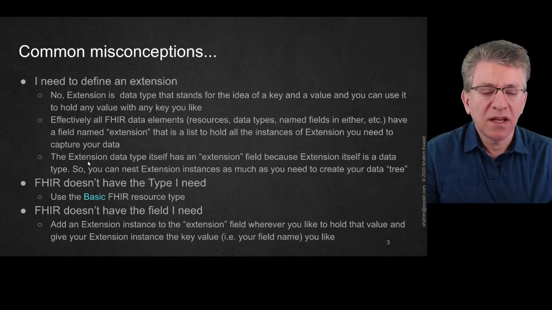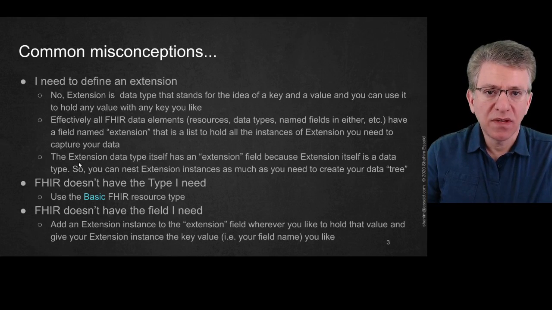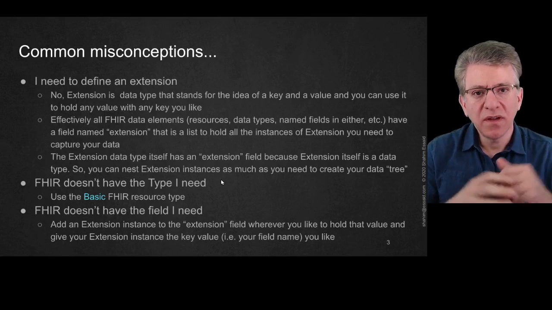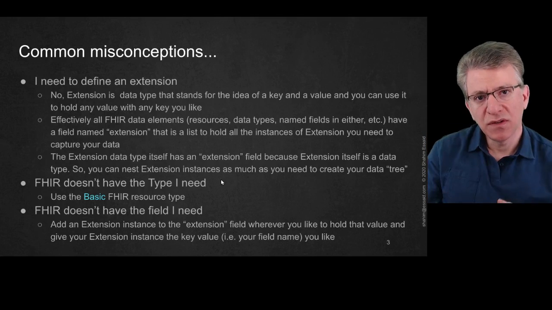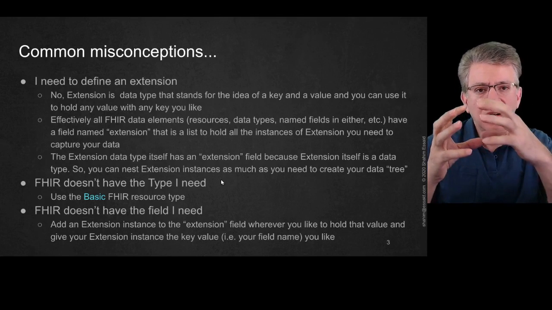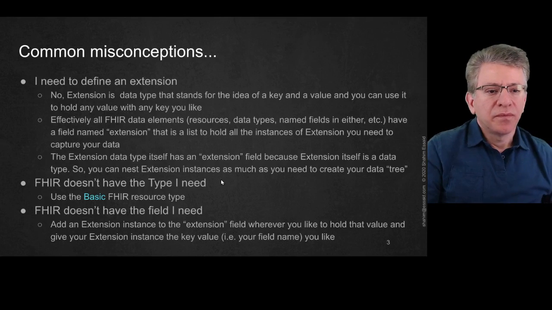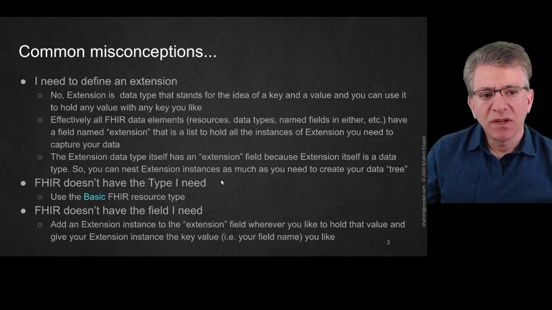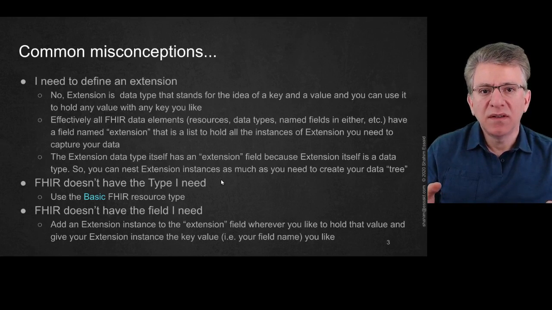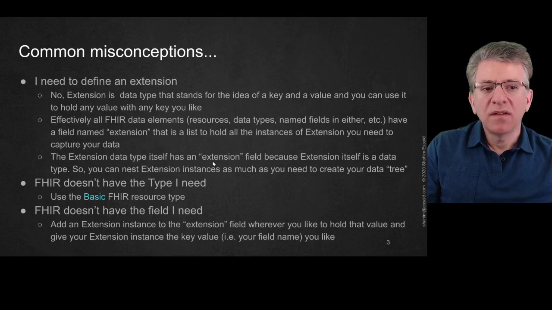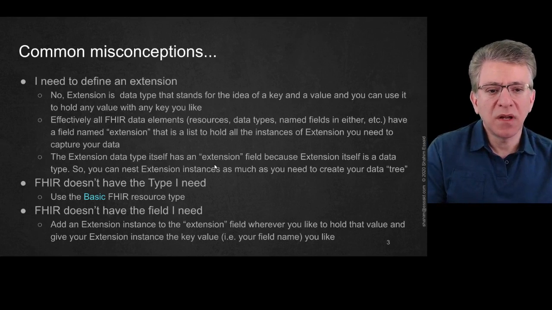The extension data type itself, with the capital E, because it's a data type, itself has an extension field, which means you could put extensions on extensions, which means you could build a tree of extensions. And that's basically a data structure. Data structures are trees of fields and subfields and so forth. So JSON is a tree of objects, and you can represent any arbitrary JSON you want with nested extensions, starting from any extension field you like on any data element you like that's already defined in the base FHIR data model.